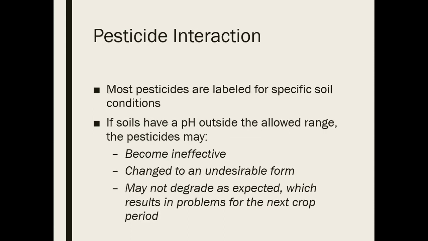If you're going to use pesticides, they're usually labeled for specific soil conditions, and if you have a soil pH that's not correct for that condition, the pesticide may become ineffective. It may change to an undesirable form, and it may not degrade. It may not break down as quickly as you would like, and then your next crop is going to suffer. So if you are going to use pesticides, you need to make sure that you have the correct conditions so it's the most effective.